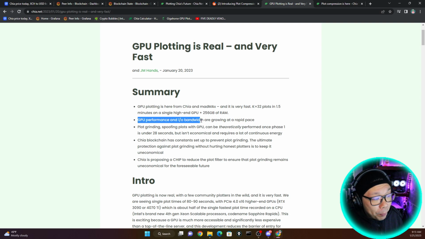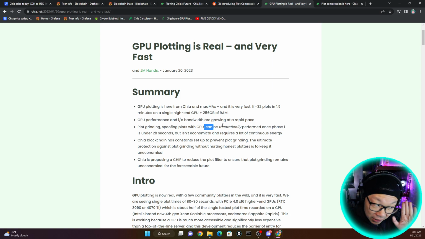GPU performance and IO bandwidth are growing at a rapid pace. Always. Every single year, every turn of the century, something new, revolutionary happens, right? From the start of when the internet became a thing to where it is now, it has been like ten-fold, the technology and the brain power of every individual. Even little kids, such as 5-6 years old, can program things now. Amazing times, isn't it? Plot grinding, spoofing plots with GPU can be... I can't pronounce this word, and I'm going to just skip it now. Oh my goodness.